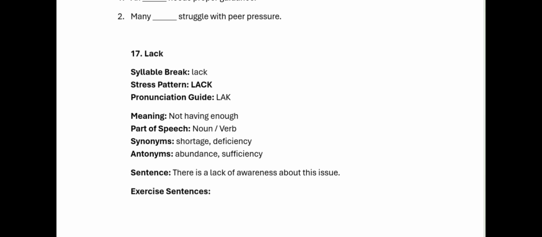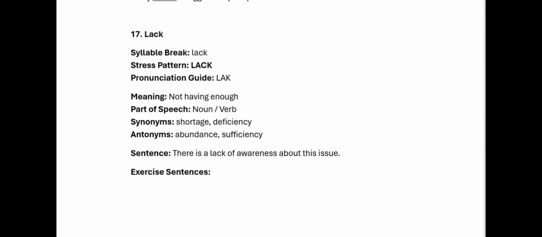Many adolescents, many is plural, so we need to add the letter s to it. Many adolescents struggle with peer pressure. Struggle with is again a phrasal verb. Both the words come together. Struggle is a verb, with is a preposition. Both together make a phrasal verb. What are peers or who are peers? Peers are our friends. So peer pressure. A very common word, but a word we should remember and use. Next is lack. It's a single syllable word with the stress on that syllable. Lack. The CK makes the k sound.